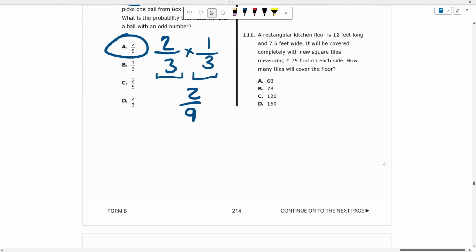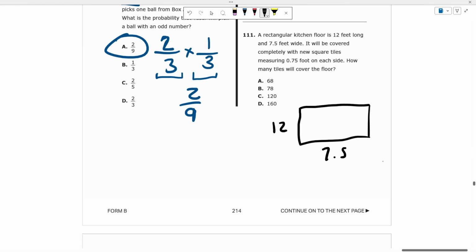Number 111 says that a rectangular kitchen floor is 12 feet long and 7.5 feet wide. It will be covered completely using new square tiles measuring 0.75 foot on each side. How many tiles will cover the floor? Well, if we want to see how many tiles fit inside of the floor, we first need to find the area of the floor. So we know that the floor is 12 by 7.5 feet, which is written incorrectly. Sorry about that, guys. So we know that it's 12 feet long by 7.5 feet wide, okay?